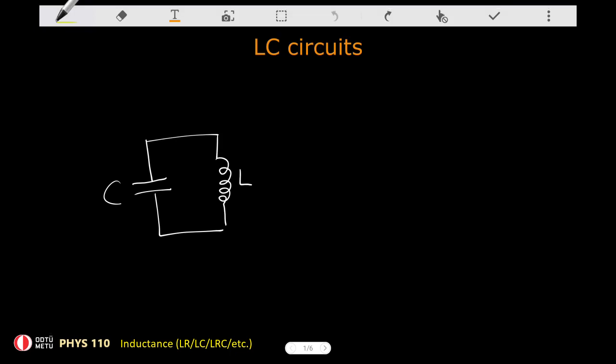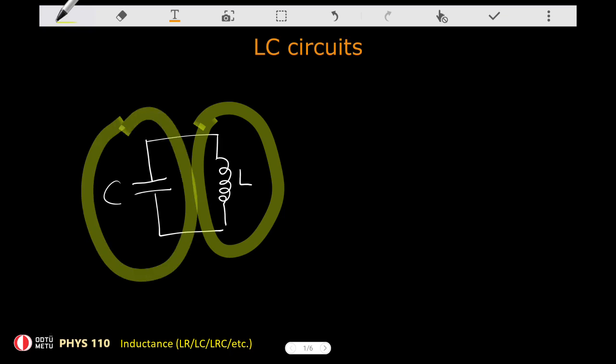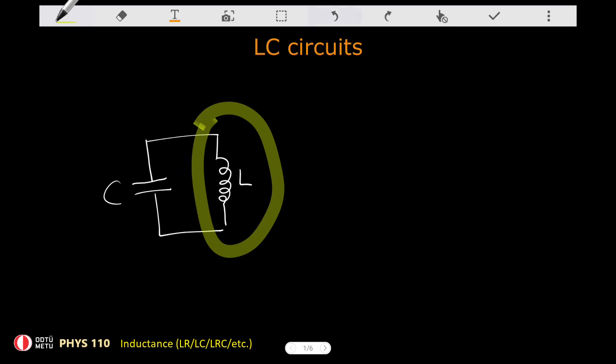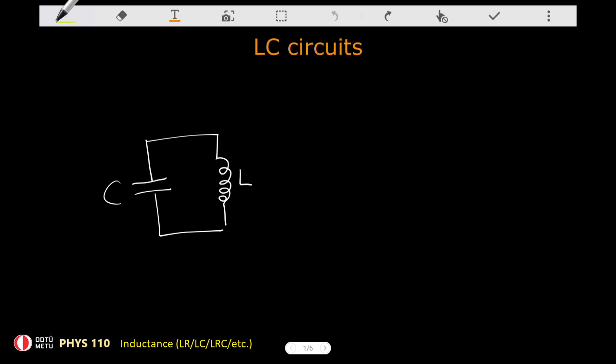Now we are going to talk about LC circuits. These are circuits that contain an inductor and a capacitor connected in series, at least in this case. In these circuits, there may or may not be a resistor. And of course, there may or may not be an EMF device sometimes. But of course, the essential elements are the inductor and the capacitor. So we are going to see how the circuit behaves in the presence of only these two circuit devices.